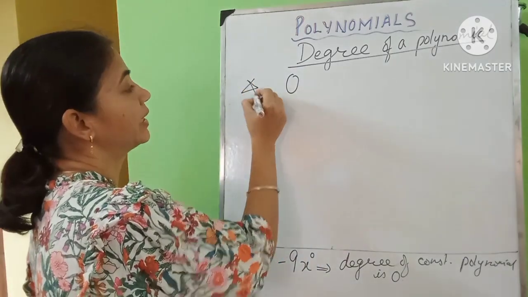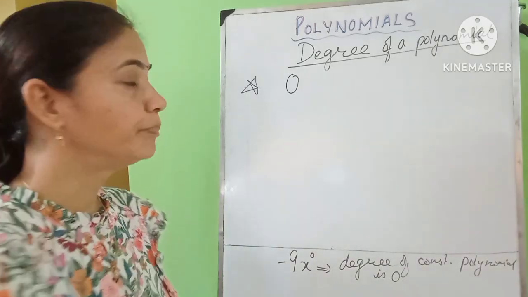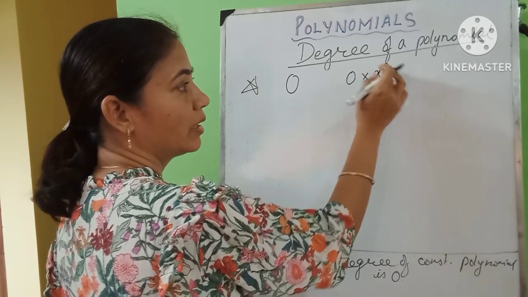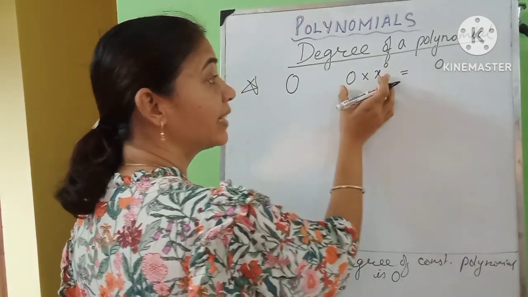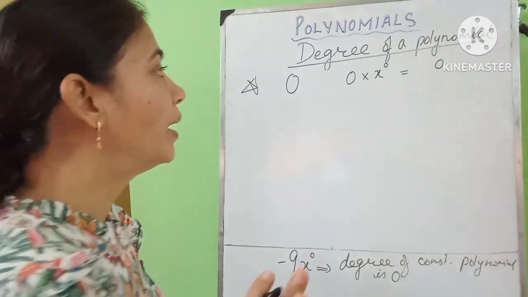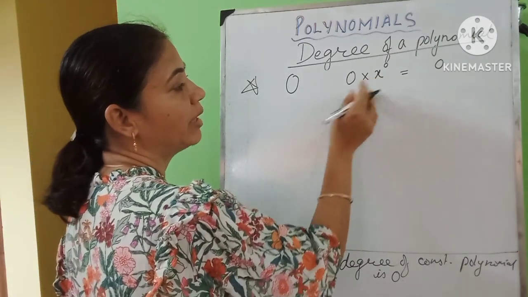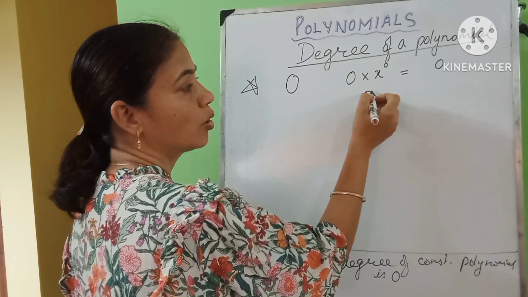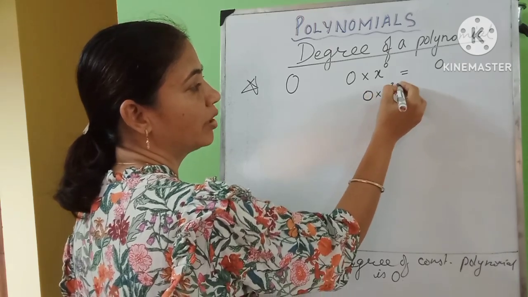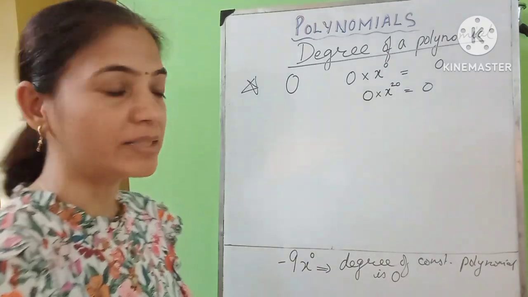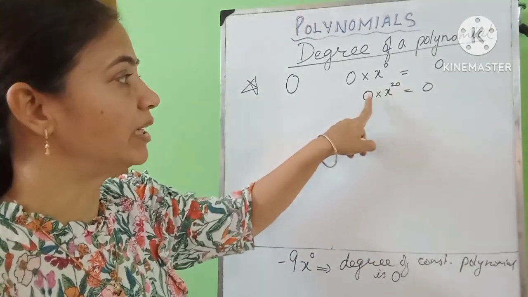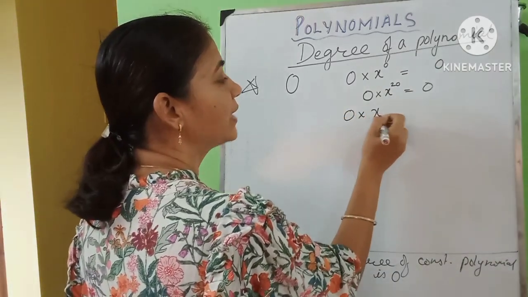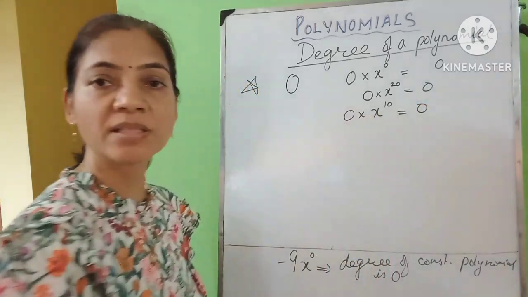Now come to a very special case. What about the 0 polynomial? See here, 0 multiplied by x to the power 0. So this says the degree is 0. Considering this case, the degree is 0. But what if the number was like this: 0 multiplied by x to the power 20? Then also the answer comes 0 only, right? Even if I take x to the power 20 and multiply it with a constant 0, then also my answer comes 0. What if I take 0 into x to the power 10? Then also the answer comes 0 only.